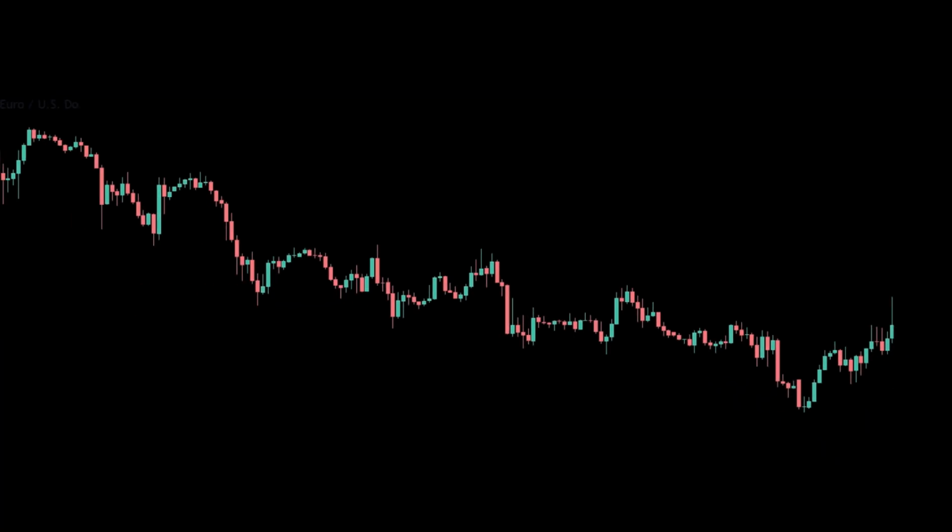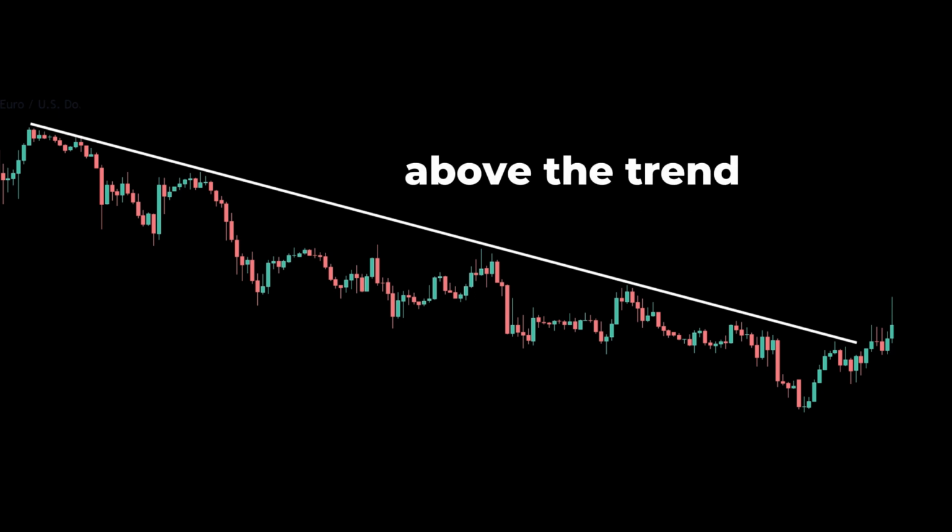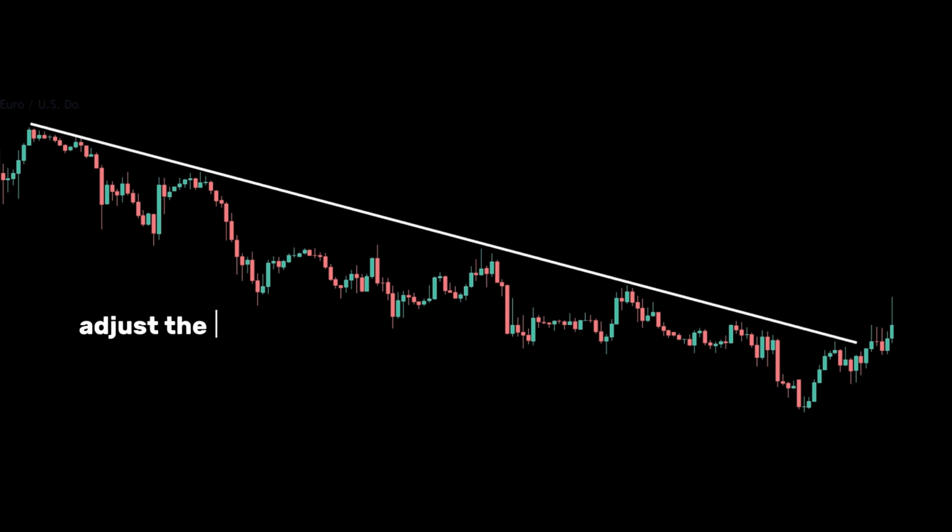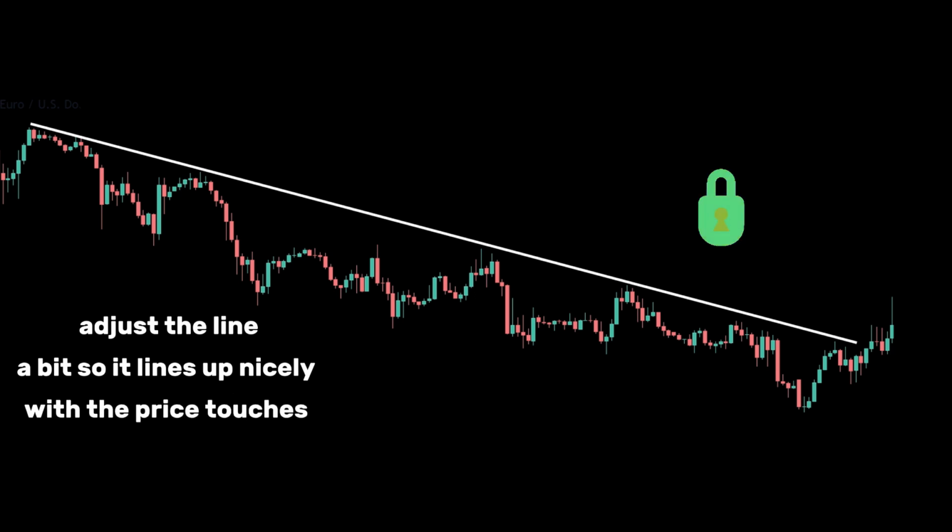Let's look at a downtrend now. Here, price is making lower highs and lower lows, so your trend line goes above the trend. Just do the same thing. Adjust the line a bit so it lines up nicely with the price touches. That's it. Simple, right?